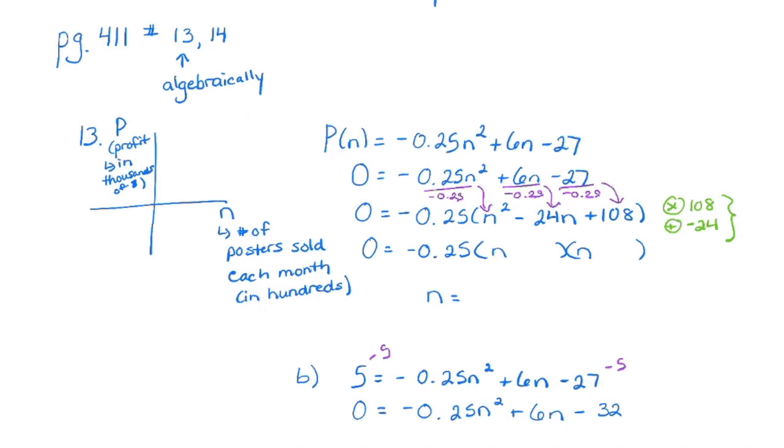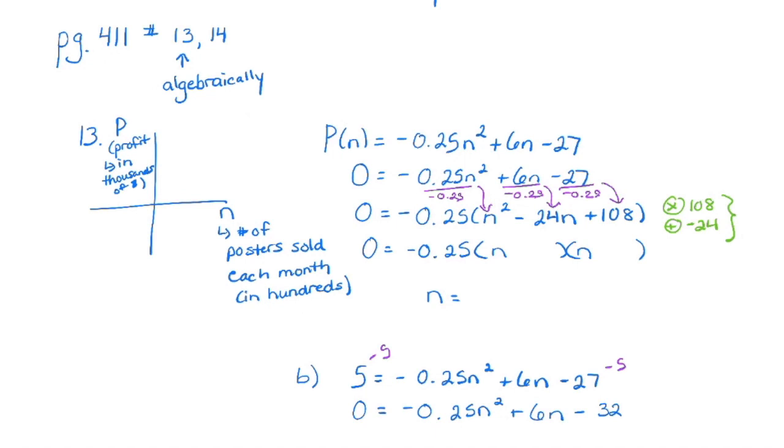And you need to watch the units. In this case, profit is in thousands of dollars. So if you have a profit of 10, that means 10,000. If you have a profit of 3, that means 3,000. And then similarly, n represents the number of posters sold each month in hundreds. So if you get a 2, that means 200 posters sold. If you get a 7, that means 700 posters sold.